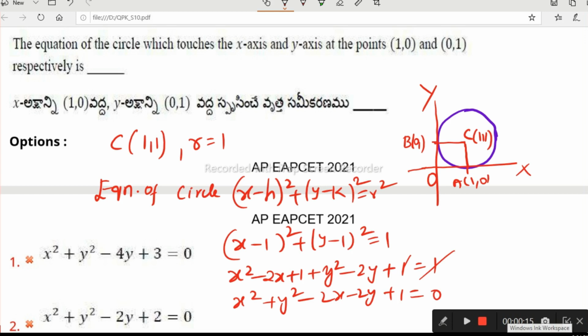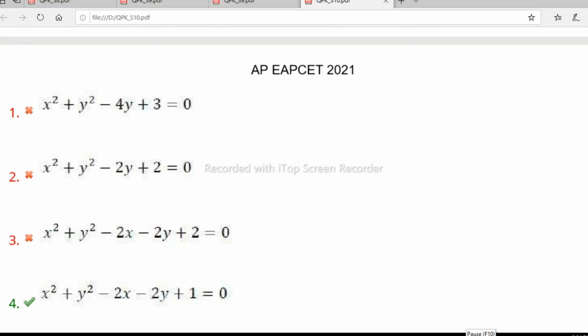That's it. If you know how to draw the figure, and from the figure what the center and radius are, this question is so easy. The first two options are not correct, since the first two options do not have x square plus y square minus 2x minus 2y plus 1. Let's see what the next two options are. Right, it is clearly given as the fourth option: x square plus y square minus 2x minus 2y plus 1 is equal to 0 is there in the fourth option. Right, now look forward to the next question.